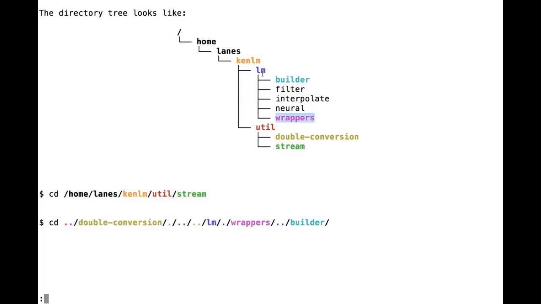Wrappers is a subdirectory of lm. So, ../double_conversion/../../lm/./wrappers refers to /home/lanes/kenlm/lm/wrappers. Dot dot, which we see here in blue, refers to the parent of the current working directory. So this path refers to lm.